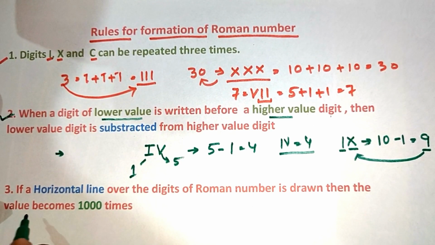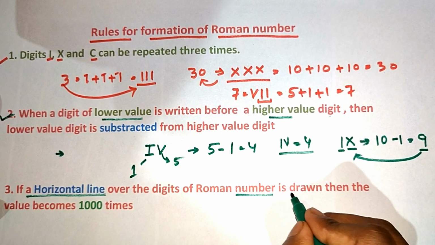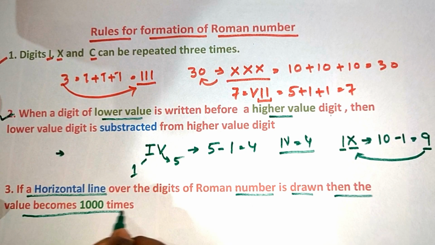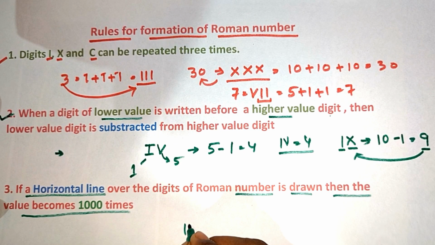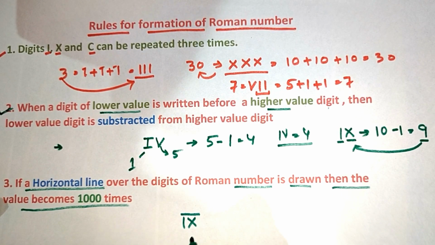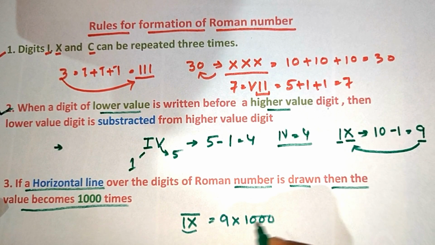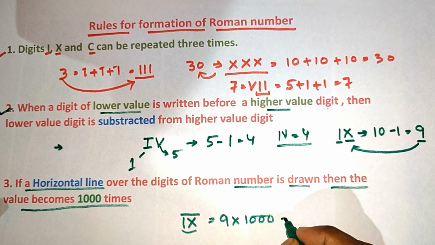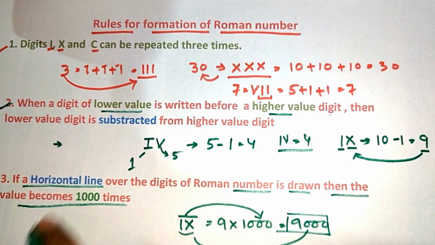Now rule number 3. If a horizontal line over a symbol of a Roman number is drawn, then the value becomes 1000 times. That means if I write IX, and there is one bar over IX, that is one horizontal line over IX, this means the 9 will be multiplied by 1000. This bar means 1000, so it will be 9000. So this is the example of rule number 3.